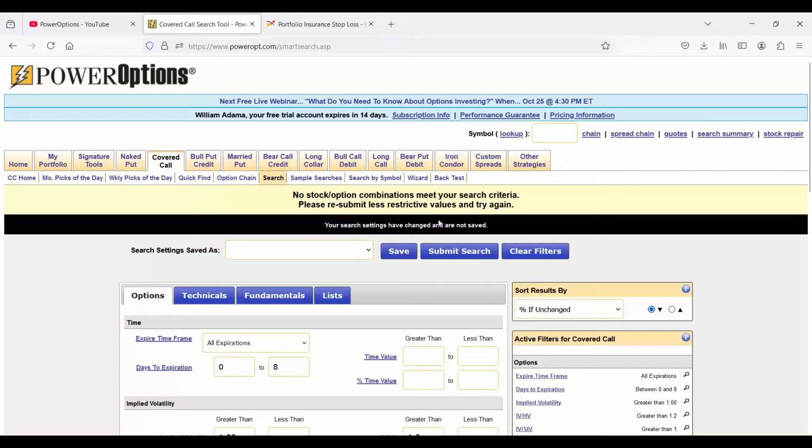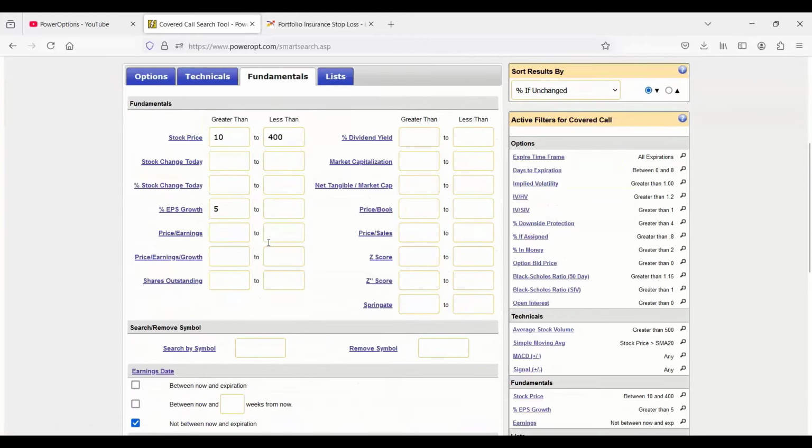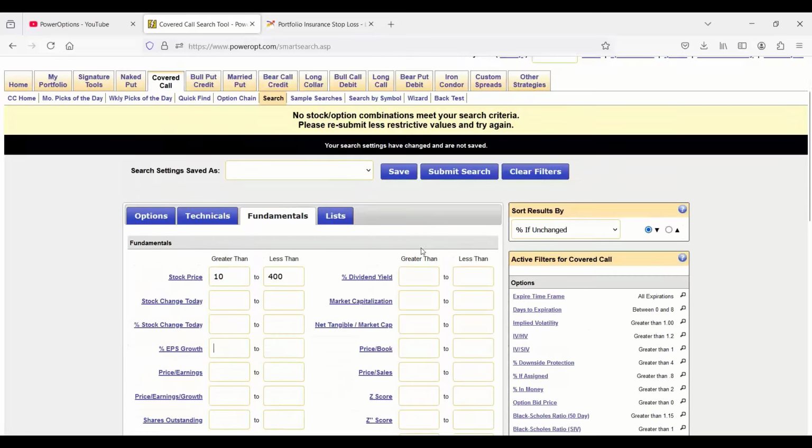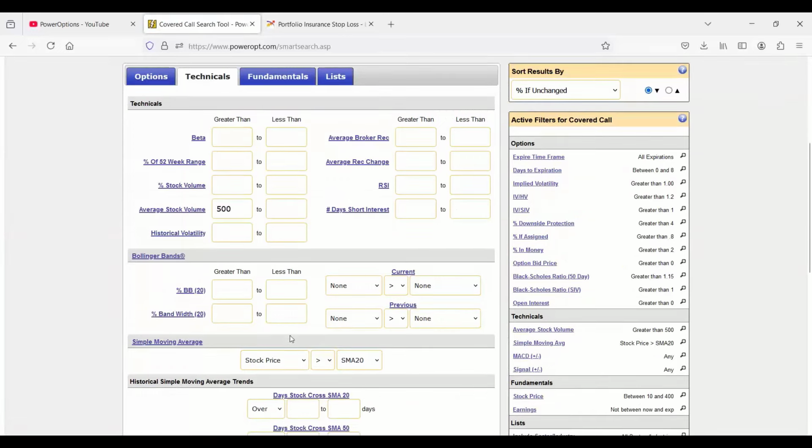No stock combinations meet our search criteria. Okay, so it's probably due to the fundamentals we put in. Let me take out the 5% earnings per share growth. I'm going to leave the no earnings between now and expiration just to stay safe. And let's go to the technicals now.